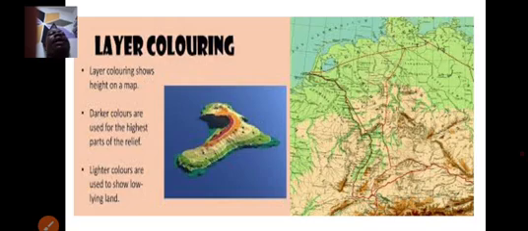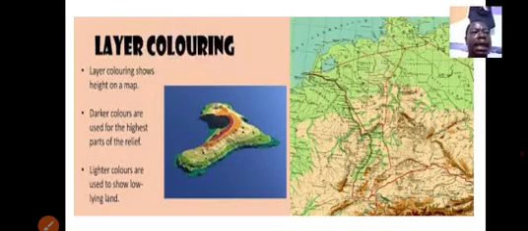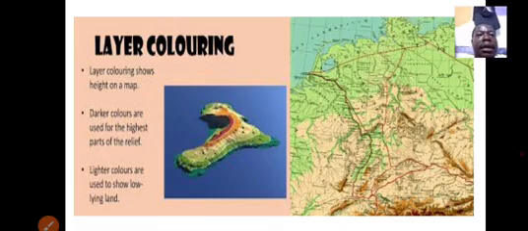Now I use different colors. So this is layer coloring. Layer coloring shows the height on a map. Darker colors are used for the highest parts of the relief, and lighter colors are used to show low lying areas.